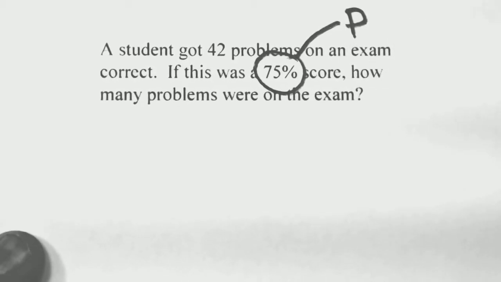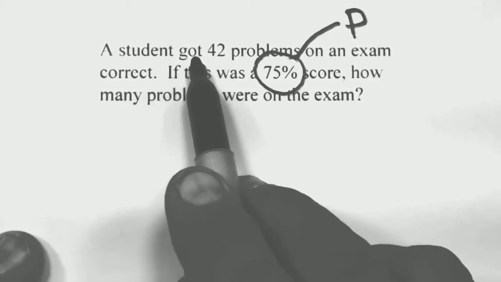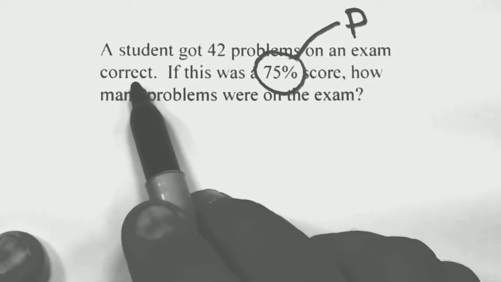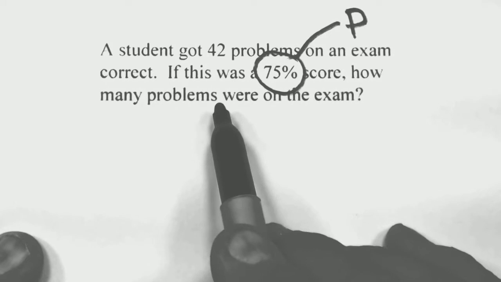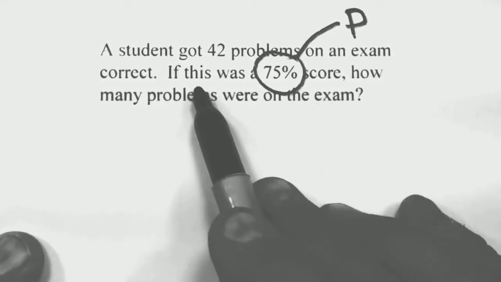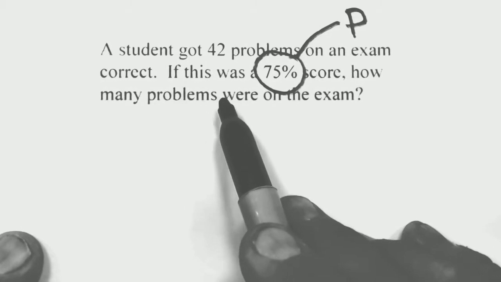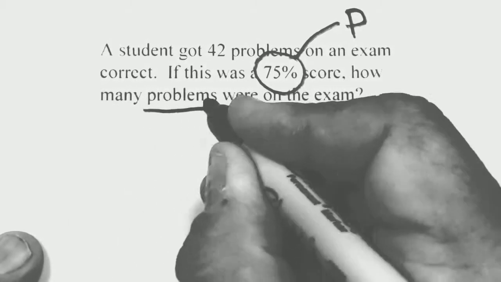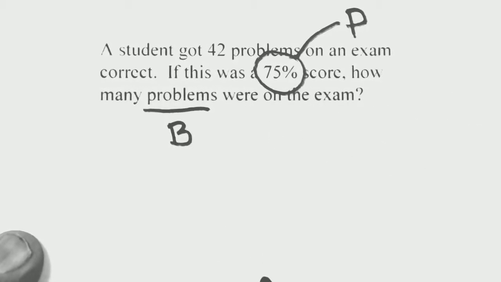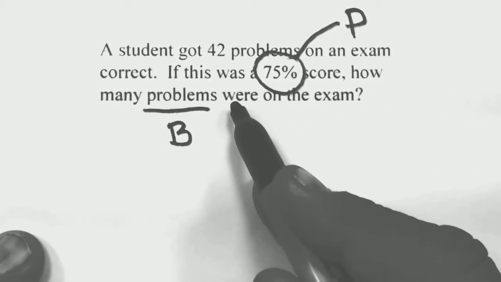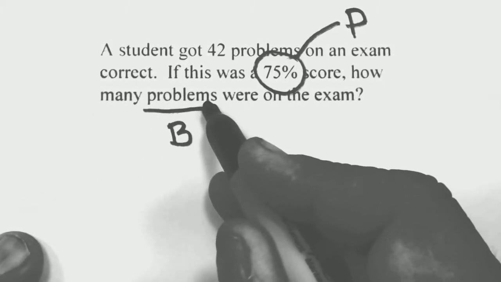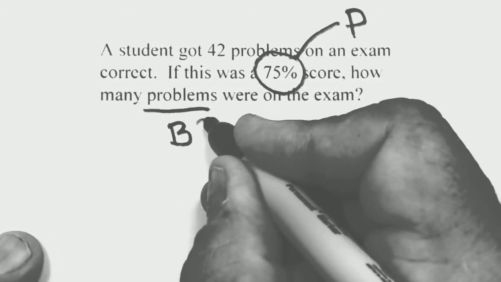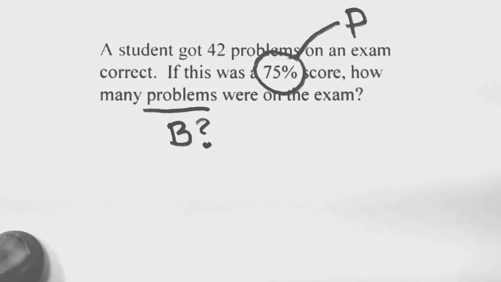Now, the next thing we do is go after the base. Well, the student got 42 problems on the exam correct. Trouble is, you couldn't get anything on the exam at all unless you had the exam to begin with. So the exam had to exist before the student took it. So what was the original or starting thing? Well, however many problems were on the exam, that had to be the base, because the base had to be there before the student took the exam. Well, notice the B here is not given. That's what we're solving for, so I'll put a little question mark after it here.